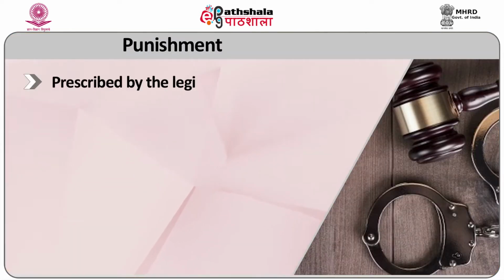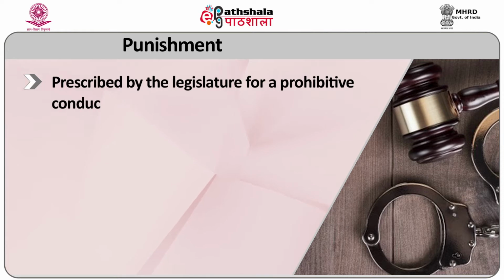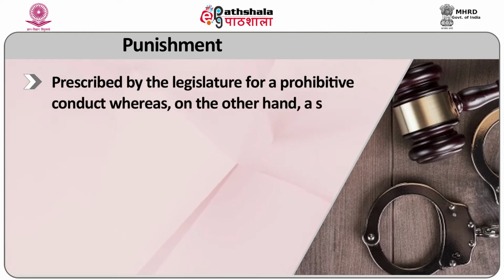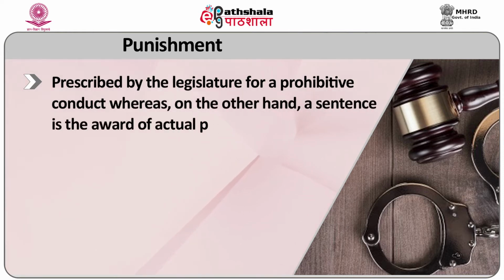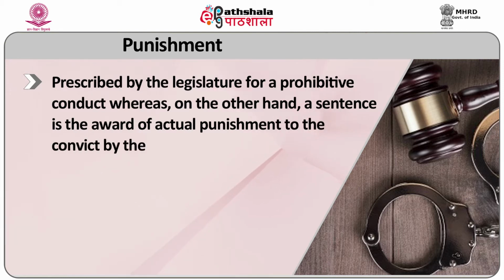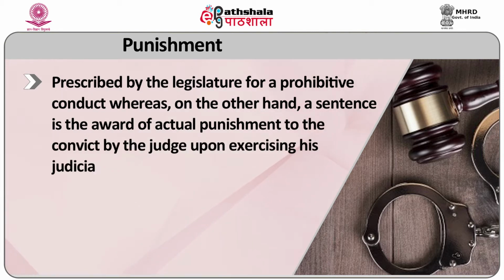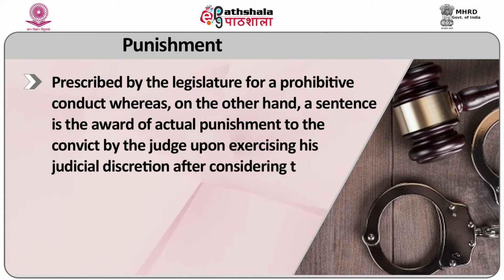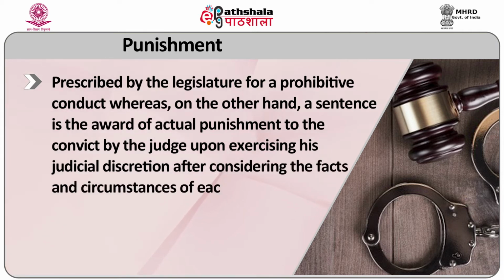While punishment is a matter of substantive law, the process of sentencing is a part of procedural law. It means punishment is what is prescribed by the legislature for a prohibitive conduct, whereas a sentence is the award of actual punishment to the convict by the judge upon exercising his judicial discretion, after considering the facts and circumstances of each particular case.